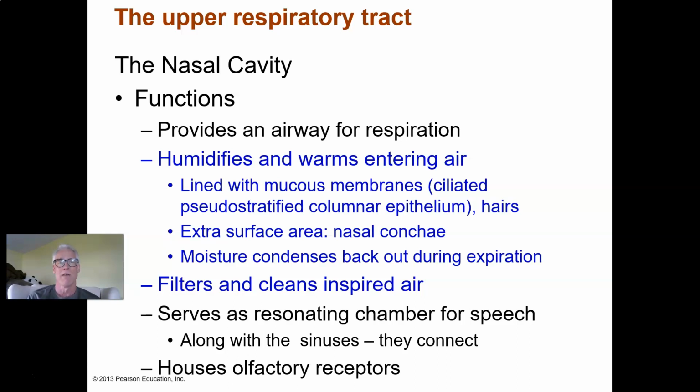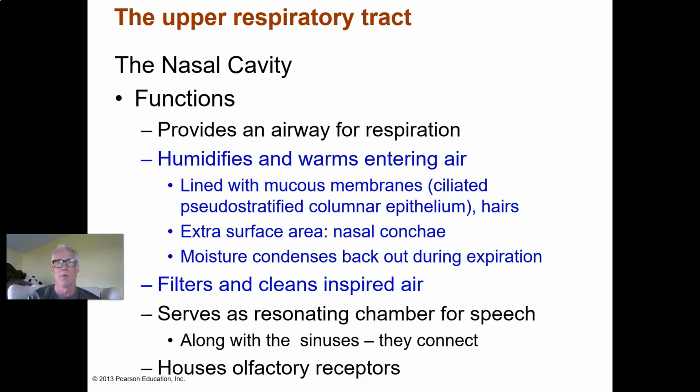And also the nasal cavity is a resonating chamber. If you think of the function of the hollow wooden box of an acoustic guitar or of other types of stringed instruments, those are resonating chambers that help amplify the sound, give it its character, so that it then travels out into space and produces the characteristic sounds.